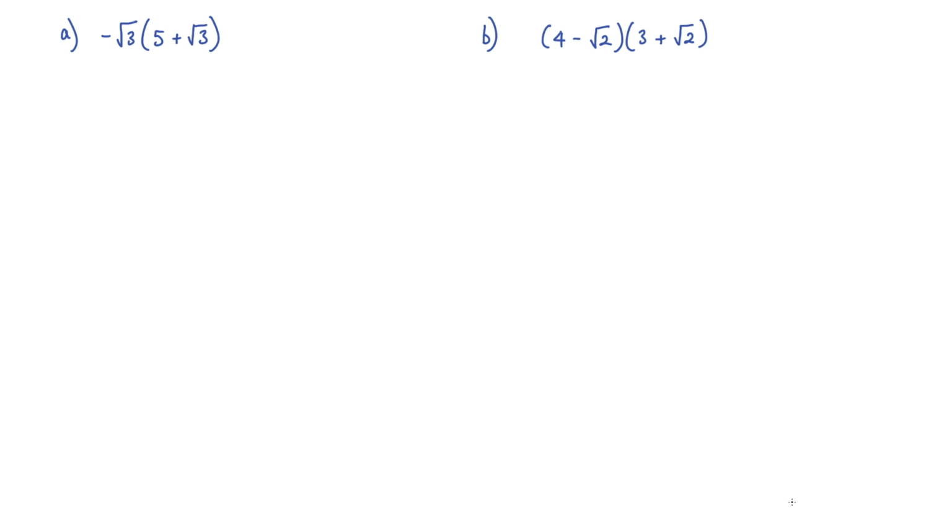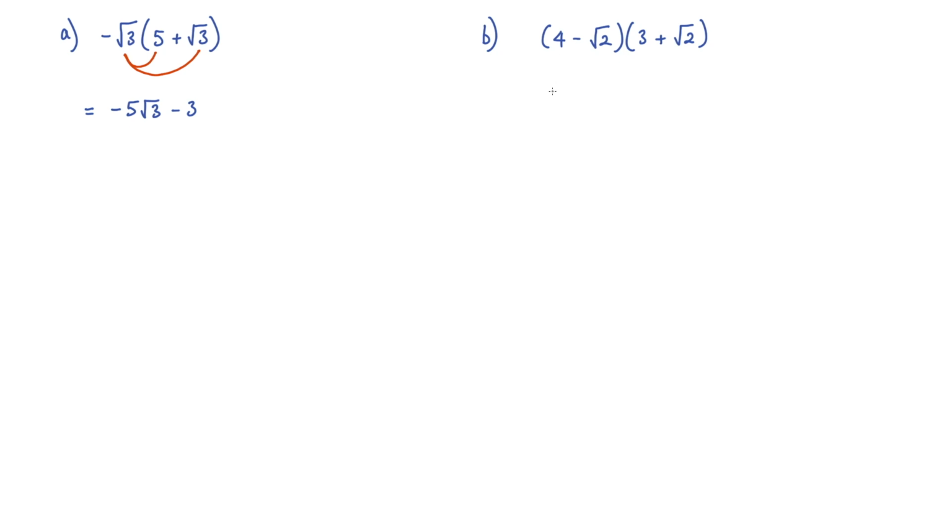So for this first question here, what we need to do is to expand the brackets. So what I'm going to do is multiply the negative root 3 by the 5. So I'm going to get negative 5 root 3. The next thing I need to do is multiply the negative root 3 by the root 3. And root 3 times root 3 is just 3. We've got the negative and positive, so that is negative 3. And obviously you can rearrange this if you write in the form a plus b root c.